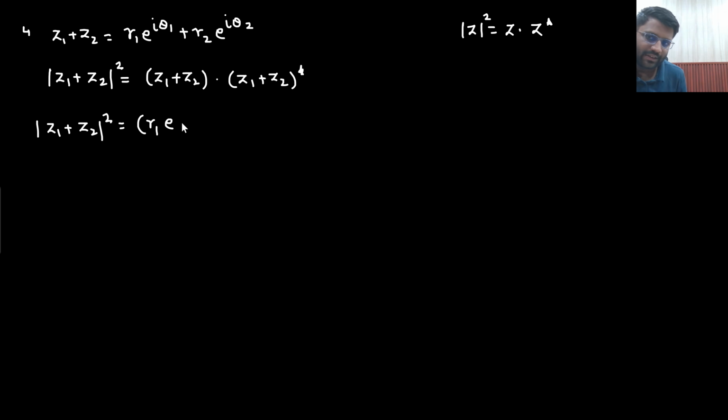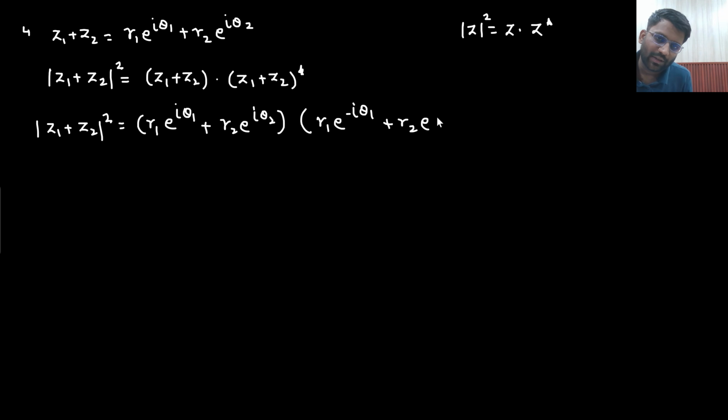So what is your Z1? Z1 is R1 e to the power iota theta 1. What is your Z2? Z2 is R2 e to the power iota theta 2. What is Z1 plus Z2 conjugate? That's the same number, just you need to take a conjugate. That means in place of iota, you put minus iota. There you go. This is your magnitude of Z1 plus Z2 whole square that you are getting. Now can you multiply?